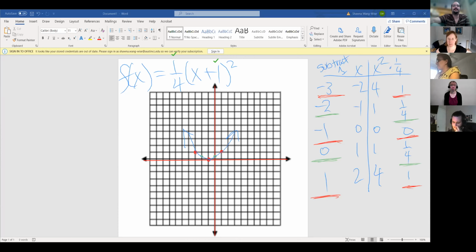Here, our equation, it's our parabola, it's going to move left because the x is +1, right? It's going to move left 1. The vertex is -1, 0.